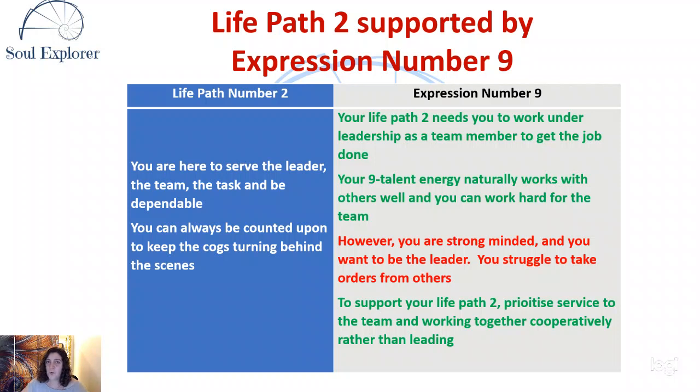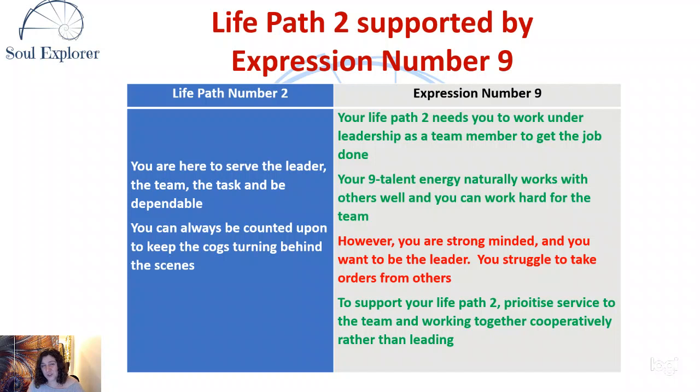It's that Mexican wave again. That's what the 2 is here to do. You'll always be counted upon to keep the cogs turning behind the scenes, to keep that Mexican wave flowing how it should. Be the oil in the cogs, the person that talks, communicates, gets everyone working, makes sure all those cogs are turning, like a great big giant engine room of ideas being developed in the real world. So your life path 2 needs you to work under leadership as a team member to get the job done.